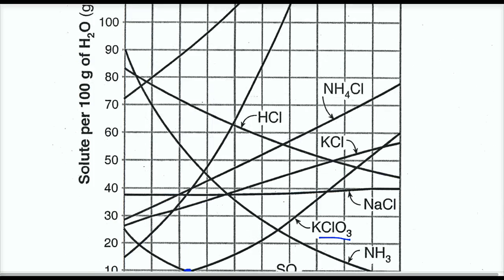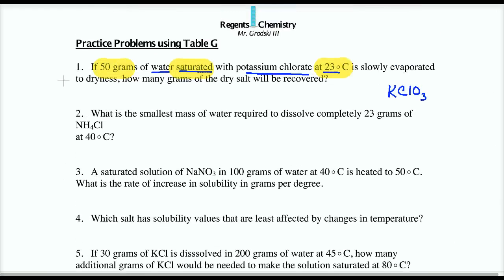So what they're saying in this problem is that 50 grams of water is saturated with potassium chlorate. Whoa, 50 grams of water. Remember, our table's based on 100 grams of water. I have half the water, so I'm going to have to make an adjustment to this problem. First thing I'm going to do is find it based on 100 grams of water and make my adjustment later. So if I'm saturated at 23, I'm on the line, and I boil off all the water, that's what slowly evaporated means. I'm taking off all the water. How much salt would I recover?